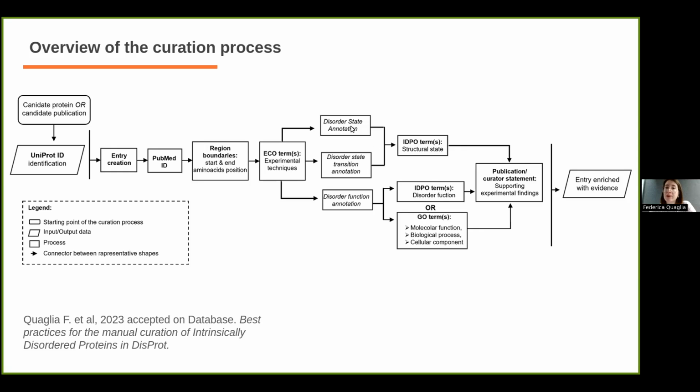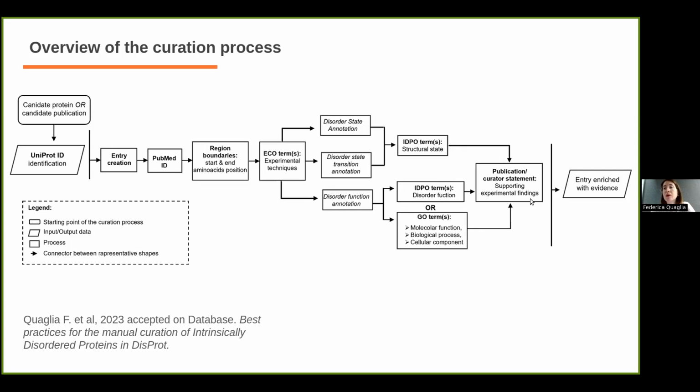In the case of disorder state annotations and disorder state transitions, we will use IDPO terms for annotations. If we want to annotate a disorder function, we can either use the IDPO terms if it's a disorder-specific function, so a function that pertains to intrinsically disordered proteins only. Otherwise, we can use gene ontology terms if we want to annotate a molecular function, a biological process, or a cellular component pertaining to that intrinsically disordered region.